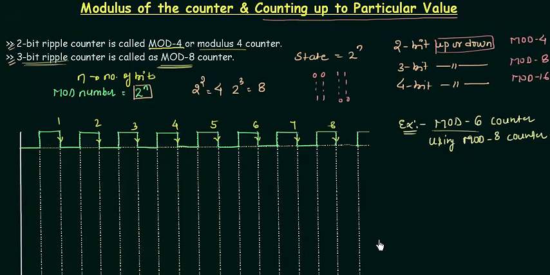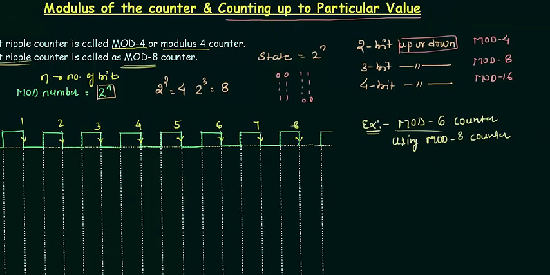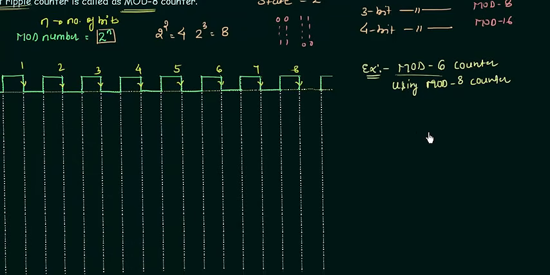So let's do some anatomy of this question, so that we can learn something very interesting. In this mod 6 counter, we know that the total number of states is going to be 6, because mod is nothing but the number of states. And if there are 6 states, we know that the maximum count is equal to 6 minus 1, and that is 5.